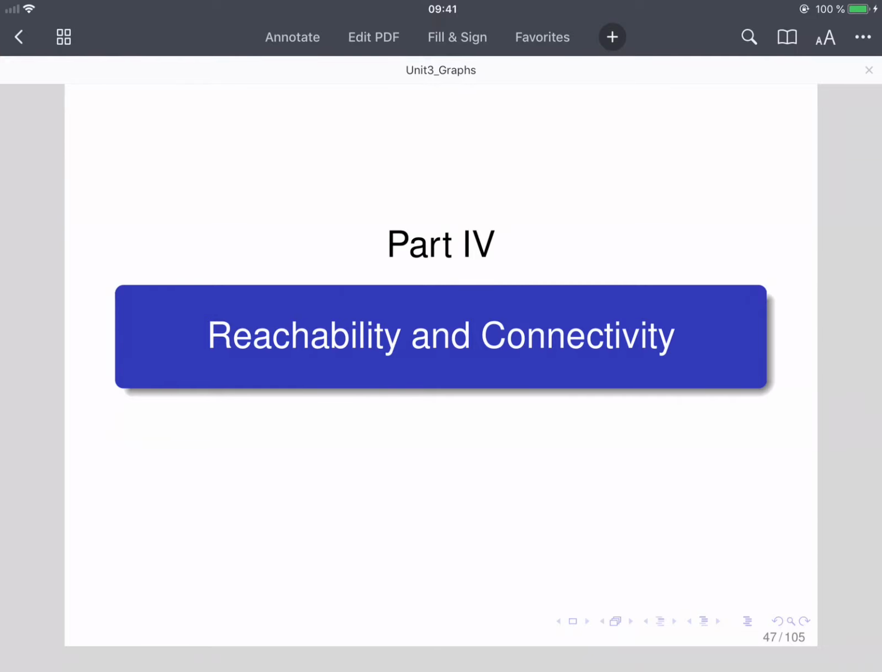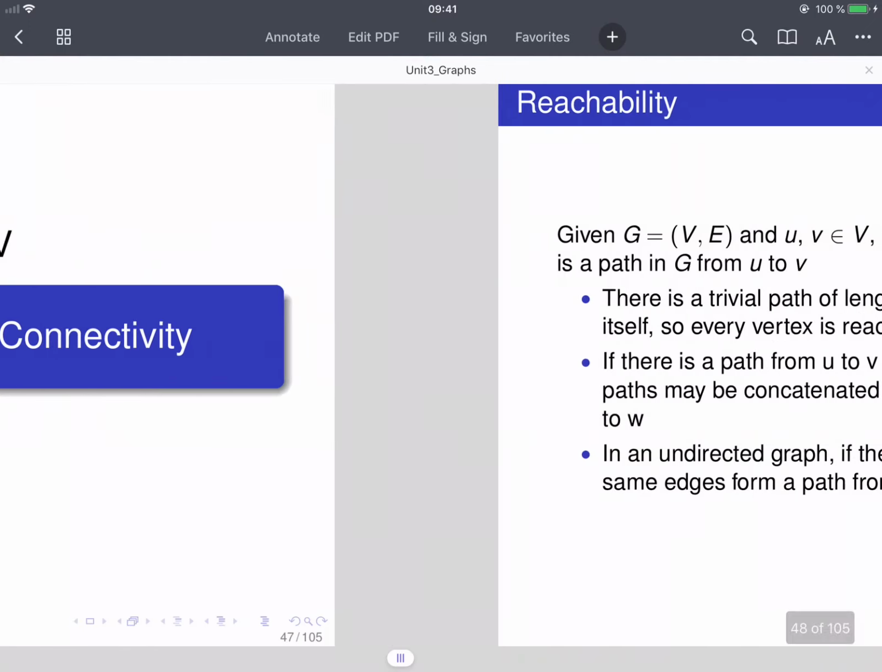And this is something that we can now easily solve. We can check for connectivity with the representation that we studied in the previous lecture, the adjacency matrix. So let's introduce a few concepts, and then we will see how to use the adjacency matrix in order to check whether a graph is connected or not.